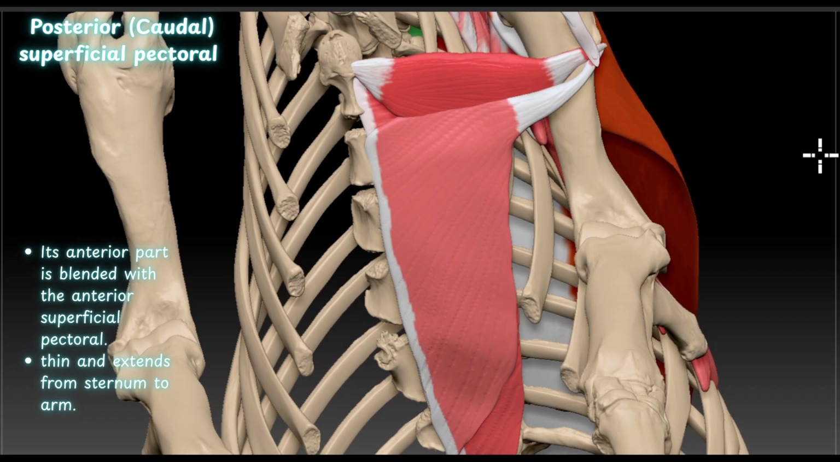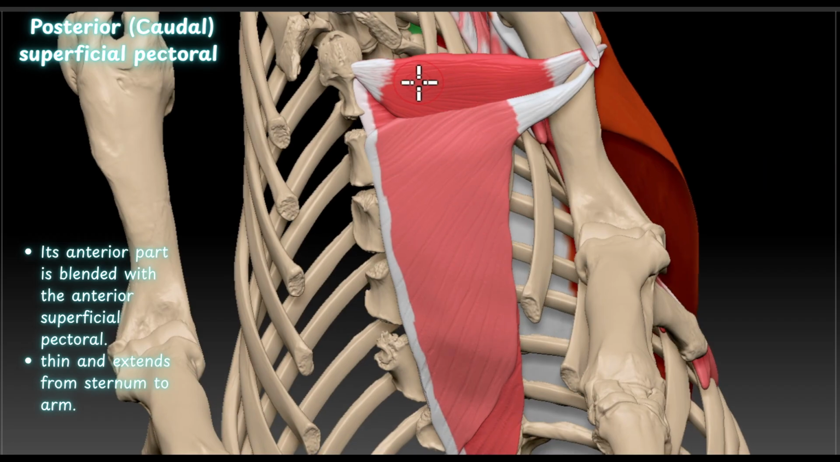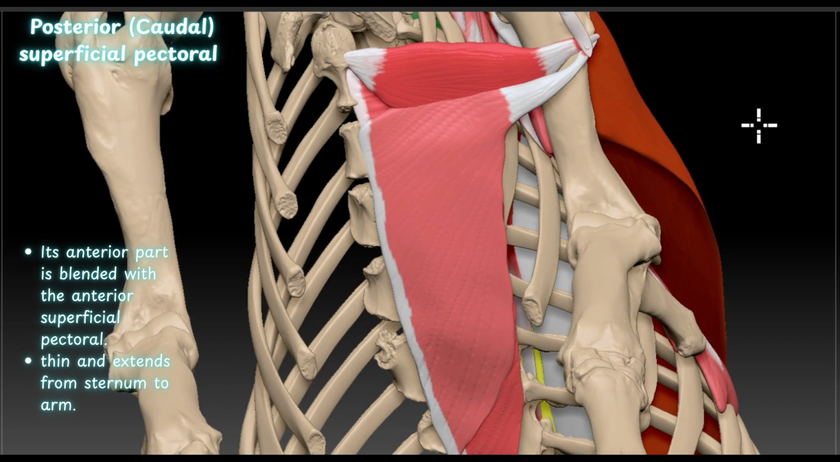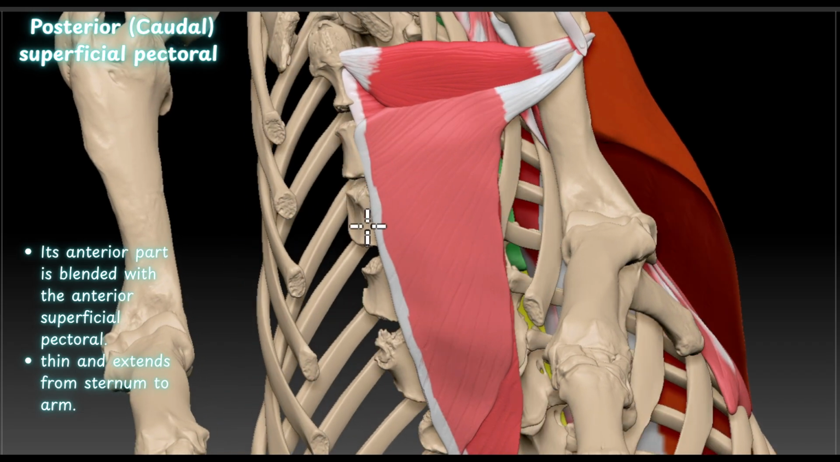So you can see this one. Okay. So this is the anterior and this is your caudal or posterior superficial pectoral muscle. Its anterior part is blended with the anterior superficial pectoral. We can clearly see this is the anterior part. This anterior part of the posterior one is blended with your anterior superficial pectoral muscle. The muscle is thin, extends from the sternum to the arm. If you see, the muscle is extending from the sternum up to the arm region.